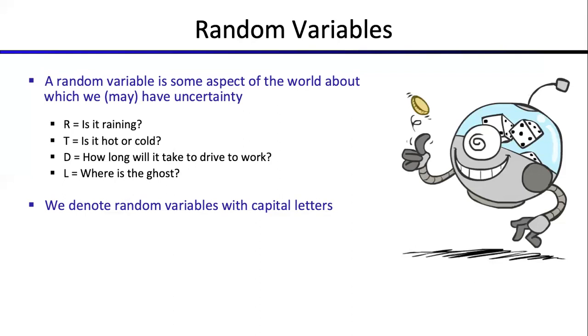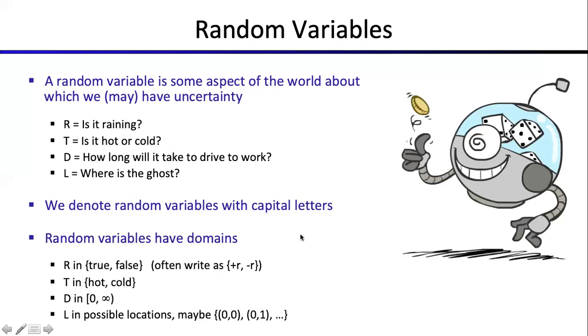It could be binary. It could rain or it could not. 0 and 1, right? Similarly, it could be yes and no. T could also have some value, D could have some value, L could have some value. For L, where is the ghost? The ghost is present in a cell or the ghost may not be present in the cell. So there could be some random assessments of them.